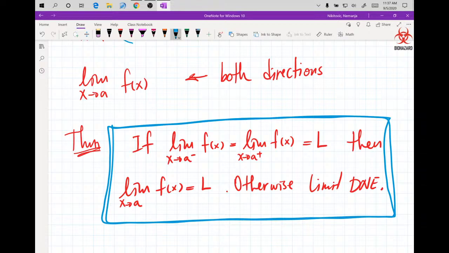You can look at the graph, and if that's not clear, you can compute the values in a chart. Remember, you are not allowed to compute at value A, because that's what the pre-calculus does. You compute infinitely many values to the left and to the right, and if they are all pointing towards the same number, that's the limit of the function. That's the y value of the function.